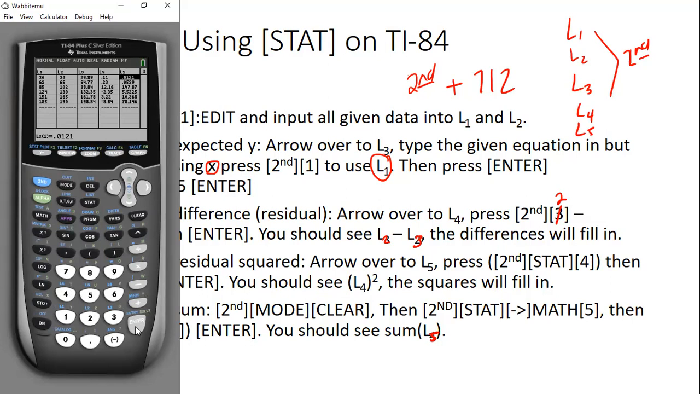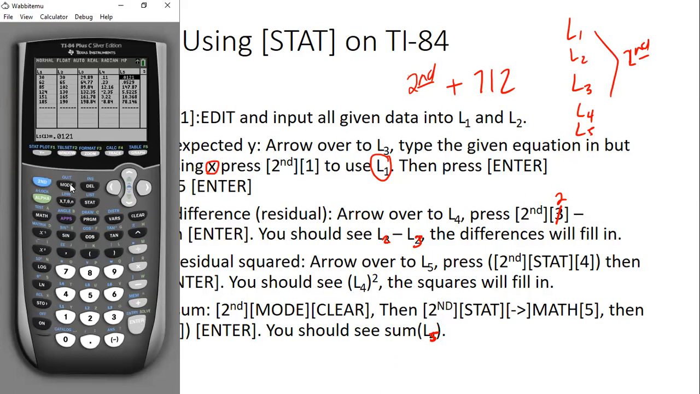Okay, now my table is filled. I have all of my table values. The final step is to find our sum. So to find your sum, what does it say we need to do? We're going to go second mode, and if there's extra stuff, you can clear it away. Second stat, right arrow, math 5.